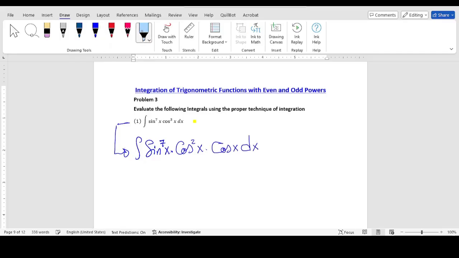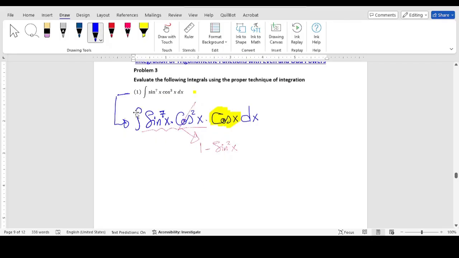Already we know that cosine is the derivative of sine, so this means that this is the substitution for transforming the whole integrand to be a function of sine. Here we have cosine squared, which is 1 minus sine squared, it's 1 minus sine to the power 2 x. Now write the integration of sine to the power 7 x multiplied by 1 minus sine to the power 2 x, multiplied by cosine x dx.